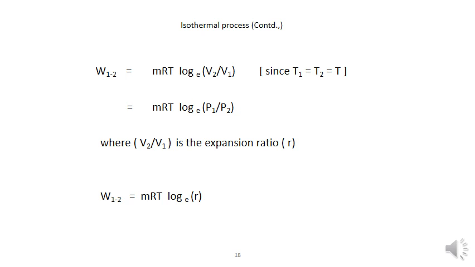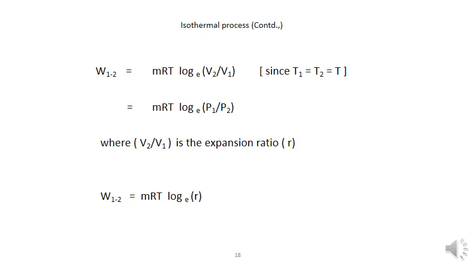So W is equal to mRT log V2 by V1, or mRT log P1 by P2. Here I am writing V2 by V1 as r. So it becomes P1 V1 log_e r, or mRT1 log_e r.